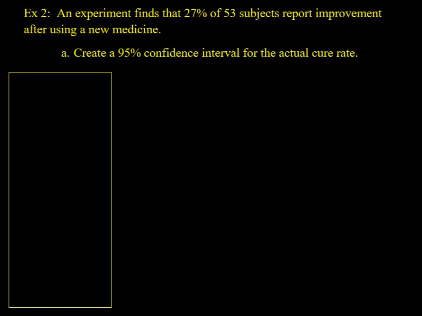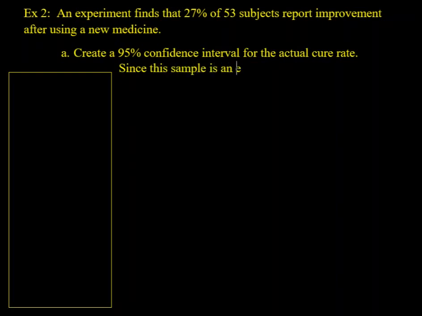Chapter 18, Example 2. An experiment finds 27% of 53 subjects report improvement after using a new medicine. Create a 95% confidence interval for the actual cure rate. So we start by checking the conditions.